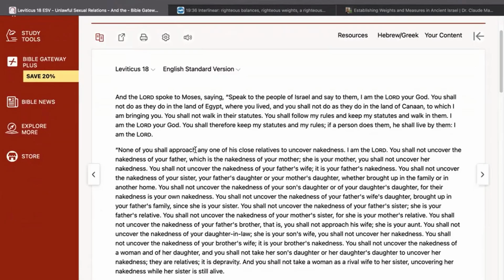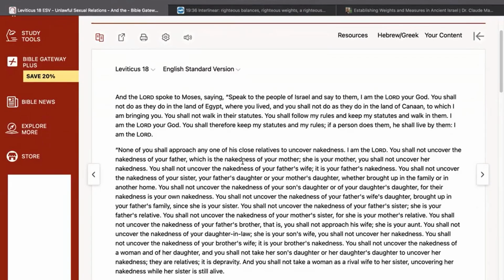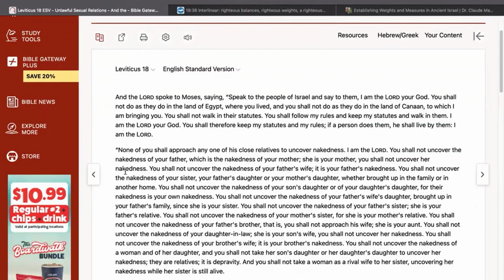None of you shall approach any one of his relatives to uncover nakedness. I am the Lord. You shall not uncover the nakedness of your father, which is the nakedness of your mother. She is your mother. You shall not uncover her nakedness. You shall not uncover the nakedness of your father's wife. It is your father's nakedness. You shall not uncover the nakedness of your sister, your father's daughter, or your mother's daughter, whether brought up in the family or another at home, right?